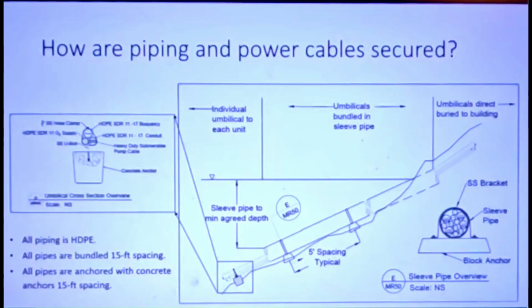And oftentimes what we do for applications that are known to have fishermen in the shallows is we'll run a sleeve pipe, which makes it even harder to hook into any of the pipes. So the diagram on the right kind of shows a breakdown of some direct buried pipe underground, a sleeve pipe in the shallow part of the water, and then the pipes bundle themselves as they flow out to each respective unit.